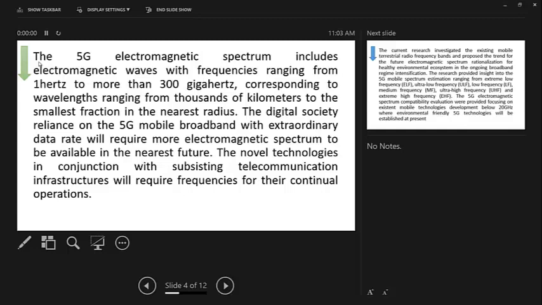The 5G electromagnetic spectrum includes electromagnetic waves with frequencies ranging from 1 Hz to more than 300 GHz, corresponding to wavelengths ranging from thousands of kilometers to the smallest fraction in the nearest radius. The digital society's reliance on 5G mobile broadband with extraordinary data rates will require more electromagnetic spectrum to be available in the nearest future. The novel technologies, in conjunction with the subsisting telecommunication infrastructures, will require frequencies for their continual operation.